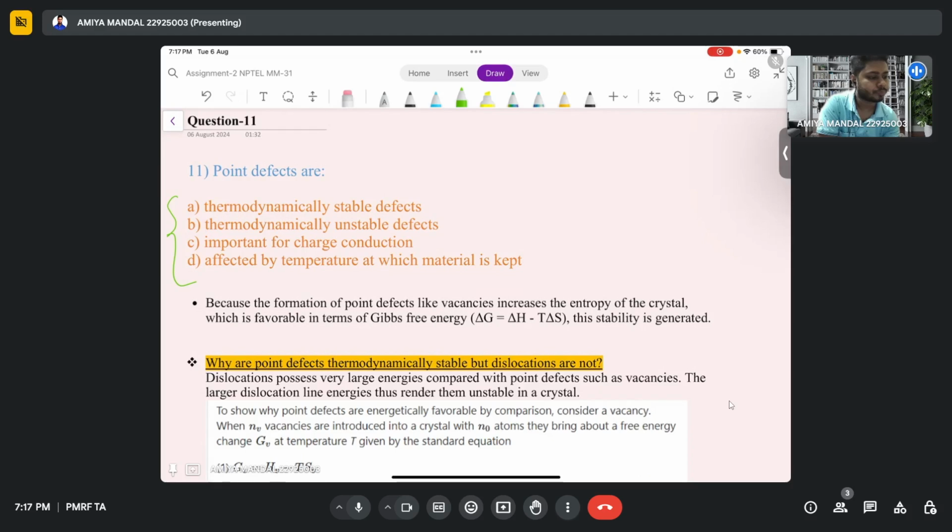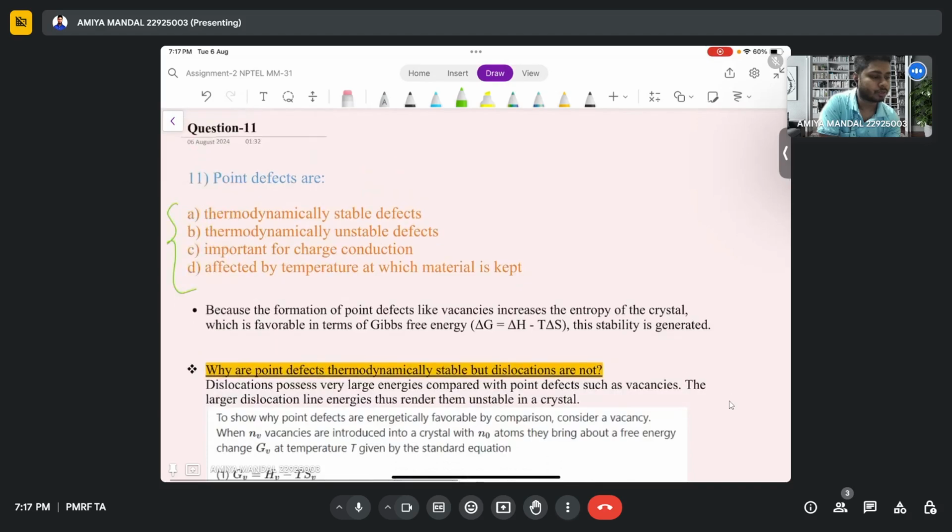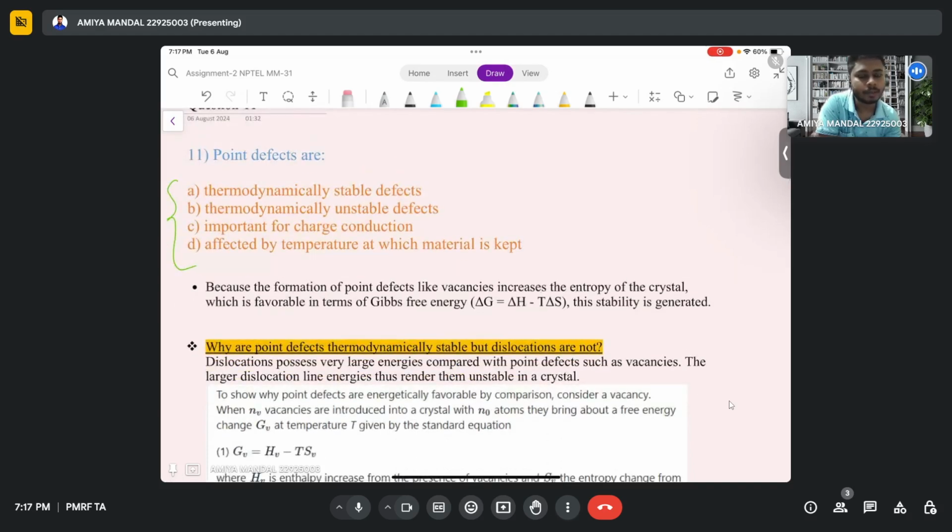First of all, they are thermodynamically stable. How? We can try to find out how point defects are thermodynamically stable. Because the formation of point defects like vacancies increases the entropy of the crystal. We will show that using the Gibbs free energy formula: delta G equals delta H, which is enthalpy, minus T delta S, where T is the temperature and delta S is the entropy increment.